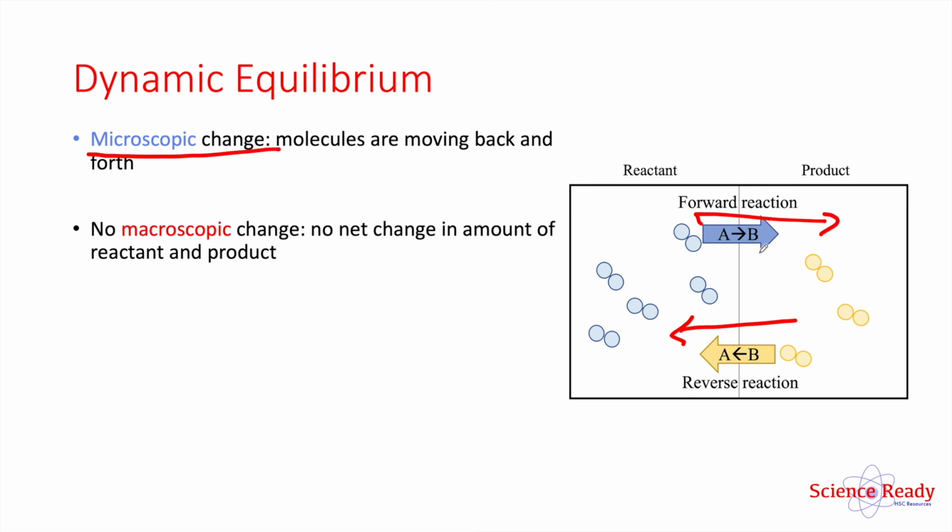But because the rate of the forward reaction is equal to the rate of the reverse reaction, we will see no net change in the amount of reactant and the product. So there is no macroscopic change. Another good fact to remember for a dynamic equilibrium is that at this state, the reaction has a Gibbs free energy of 0.